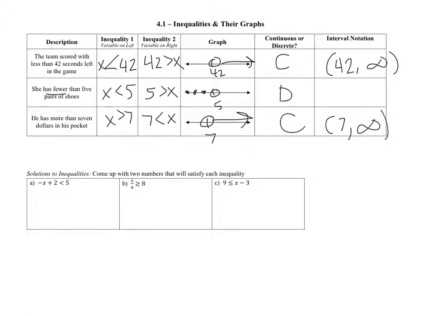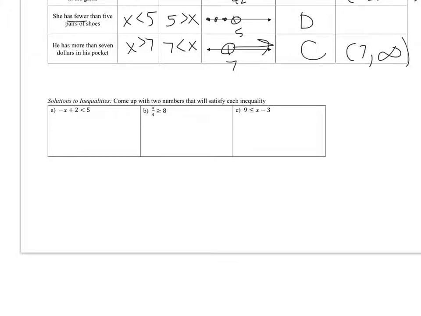And the second part, come up with 2 numbers that will satisfy each equation. So we got to think of 2 numbers that we plug in for x that would work. So inequalities, you're going to have an infinite number of solutions. So what's a number that you could plug in for x that could work? You could plug in 0 because the opposite of 0 plus 2 is less than 5. You can plug in 1.